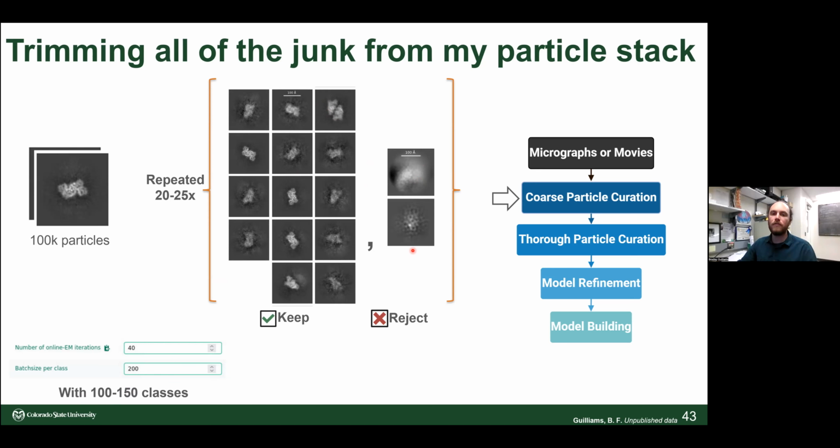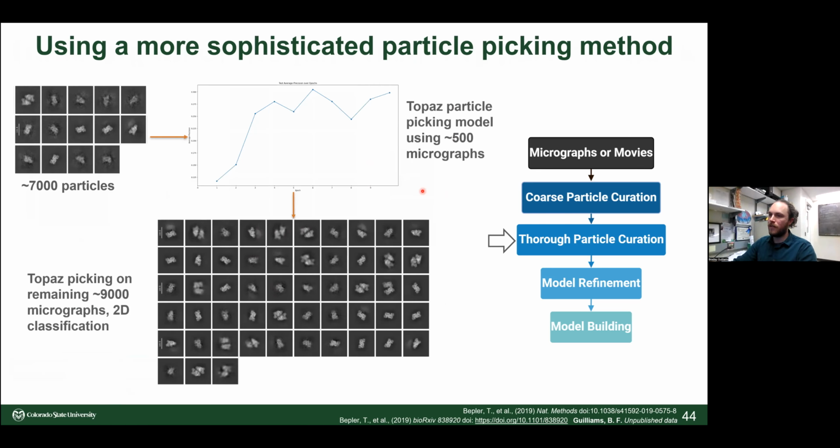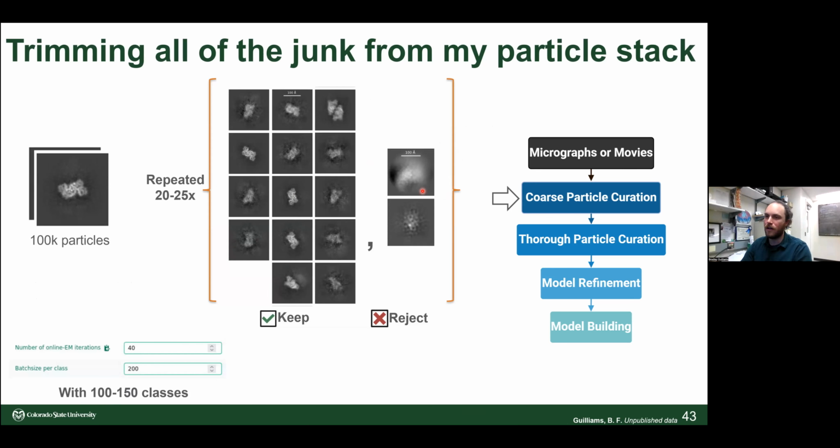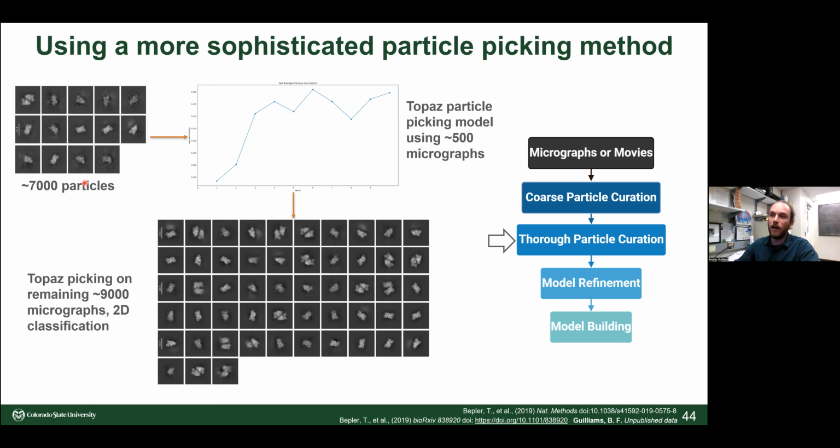I separated into a bunch of these classes, and I'd throw away a handful of them that were obviously junk to me. I didn't know what I should keep versus not, so I just got rid of things that were definitely junk. I repeated this 20 to 25 times, which is quite a lot with 100,000 particles probably, but it worked for me. At the end of this, I've got about 7,000 particles with classes that look sort of like my protein. I used these to train a Topaz particle picking model on a subset of my micrographs.